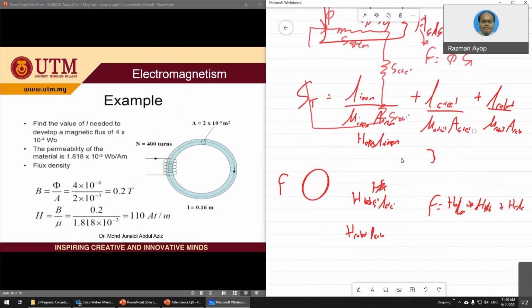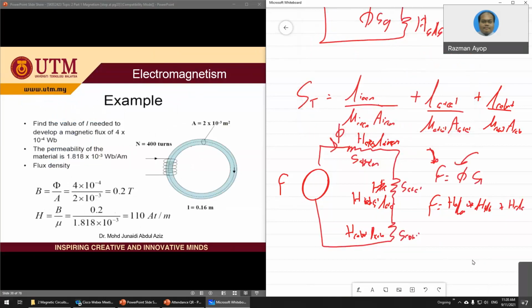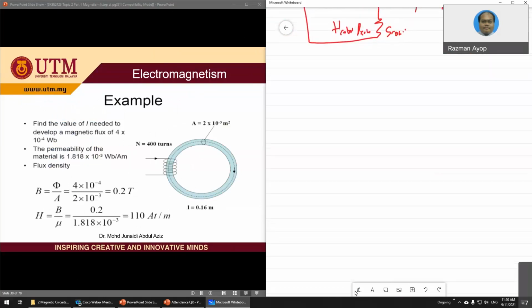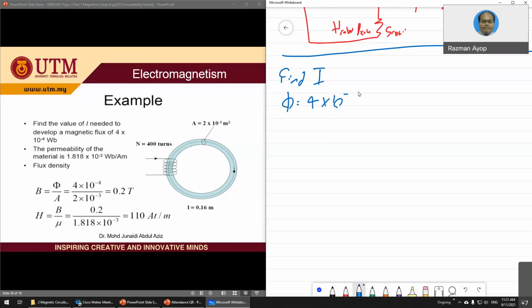Okay, so we start with a simple example here. You can see the first example. I suggest that when you answer this, you list down everything. So, find the value of I needed to develop a magnetic flux of 4 multiplied by 10 negative 4 Weber. So find I, flux is 4 multiplied by 10 negative 4.